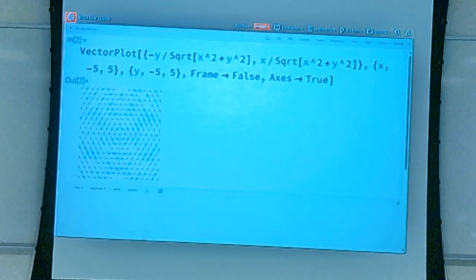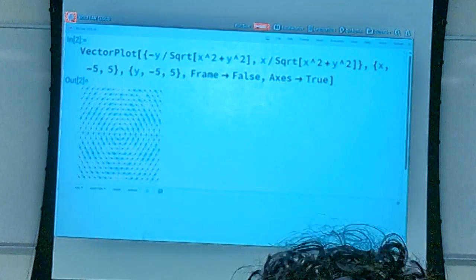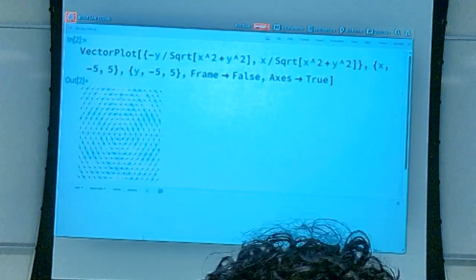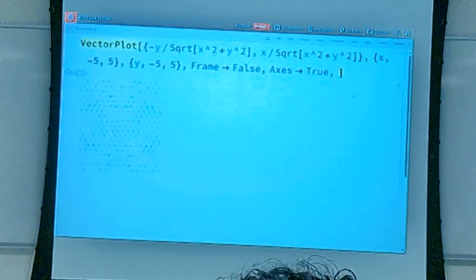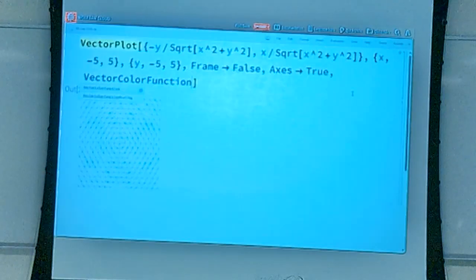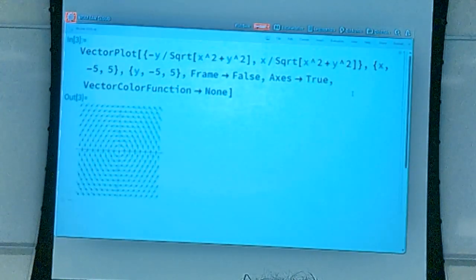All right, that's the one. You can define how the vectors are colored. If I just turn off the vector color function, say there's none, then we just get monotone, which is what I prefer.